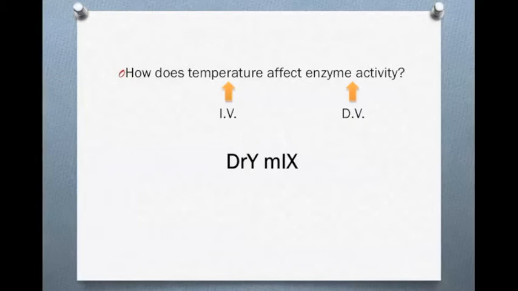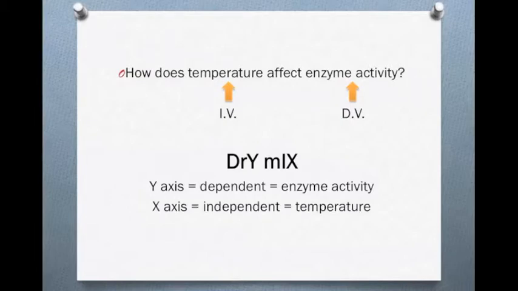A way to remember this is by remembering the phrase DRY MIX. This seems kind of silly, but it helps you to remember that dependent is your y-axis, and independent is your x-axis. So in this case, when I make my graph, my y-axis will be representing my dependent variable, which is enzyme activity, and my x-axis will be representing my independent variable, which is temperature.